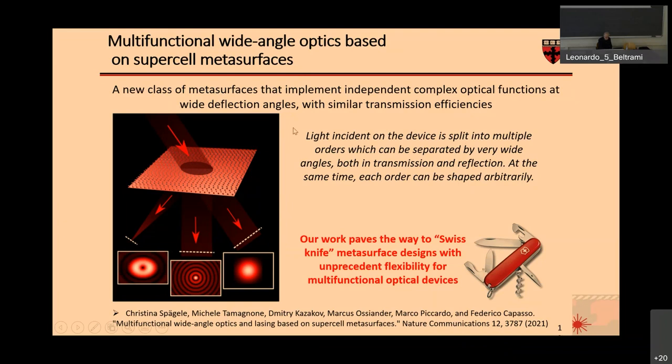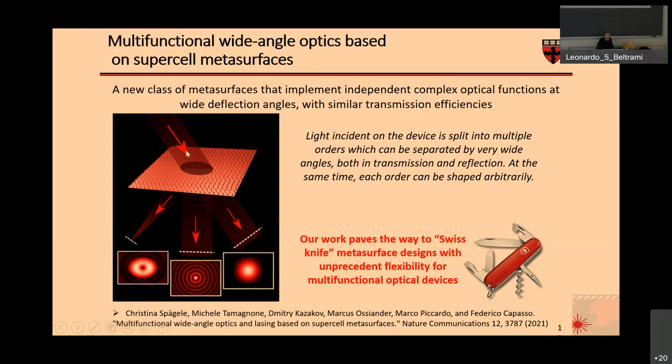This is an interesting challenge, because you try to achieve high efficiency and large angle, and so can one do that and create multiple functions? If you come in with light, now in parallel you create multiple functions. So on one order of diffraction, you might have a vortex beam, you might have a Bessel beam, and so forth. It's kind of a Swiss knife type of thing.